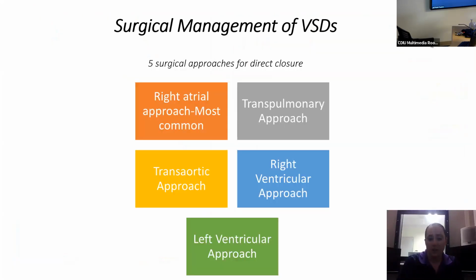Now we're going to talk about surgical management. So surgeons basically have 5 surgical approaches for direct closure. The first and most common approach would be the right atrial approach, the transpulmonary approach, the transaortic approach, and the right ventricular approach. And also, lastly, the left ventricular approach.